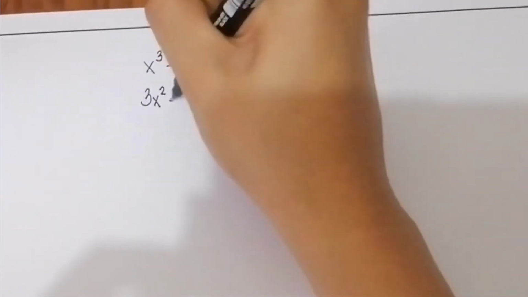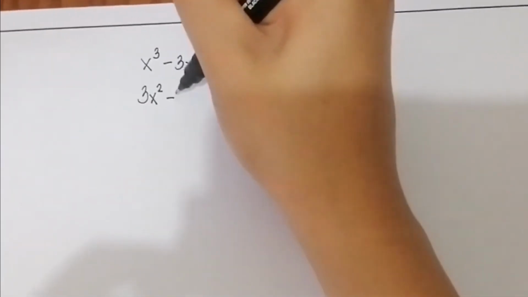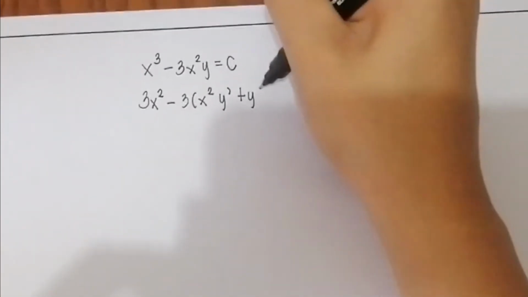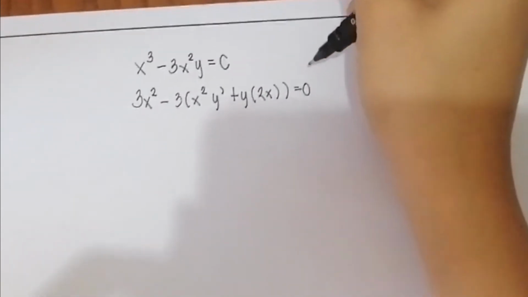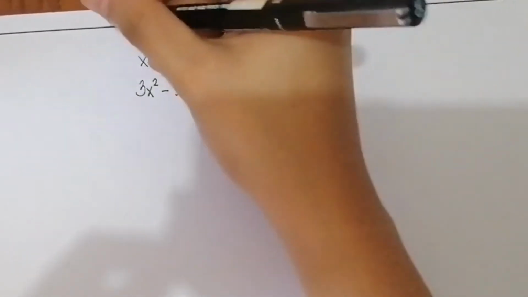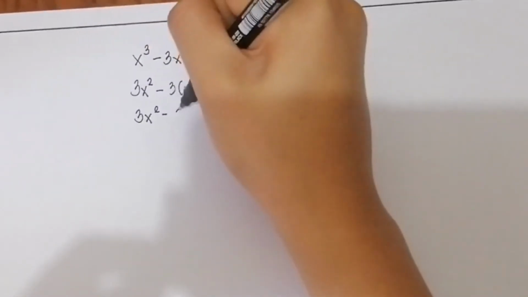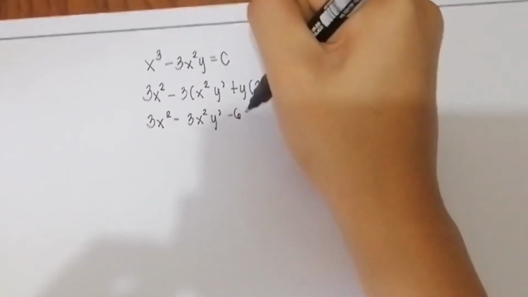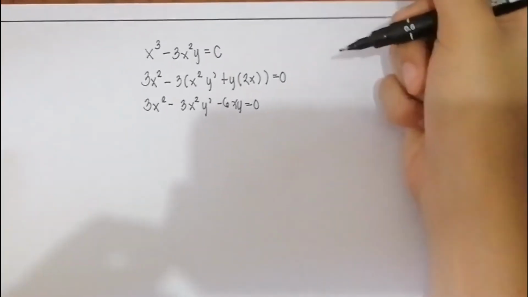3x squared minus 3. So this is a product rule, so we have to copy the variable first, get the derivative of this, which is y prime, plus copy the y and get the derivative, which is 2x, is equal to 0. Because we do know that the derivative of a constant is 0. And we simplify this equation to get the differential equation. So basically, we have 3x squared minus 3x squared y prime minus 6xy is equal to 0.